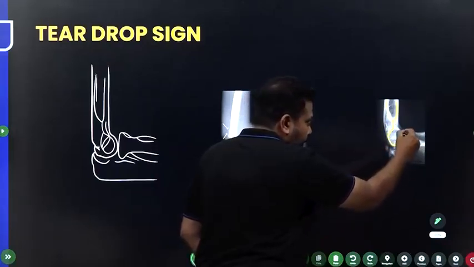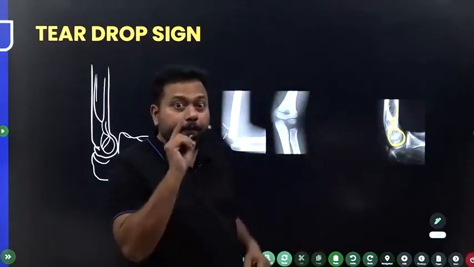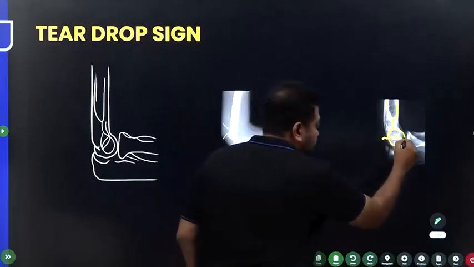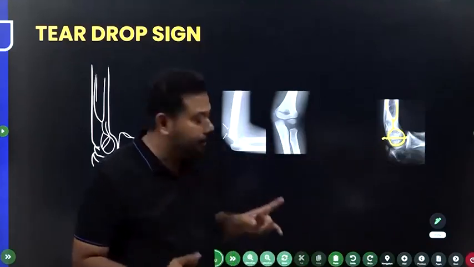Are you able to see a teardrop-like thing? So this is normal. When there is a fracture, this fracture line will go like this, and the normal teardrop is disturbed. Normal teardrop is disturbed.